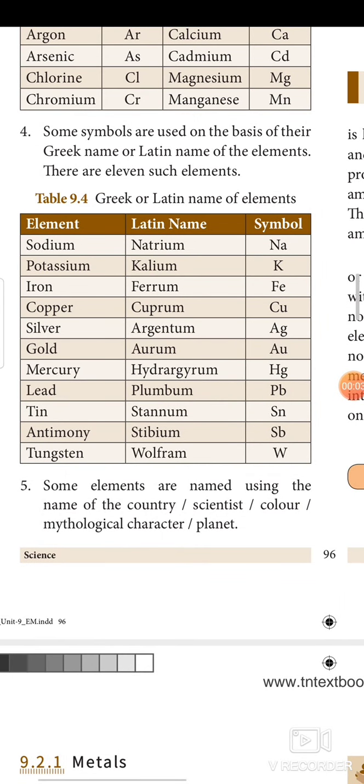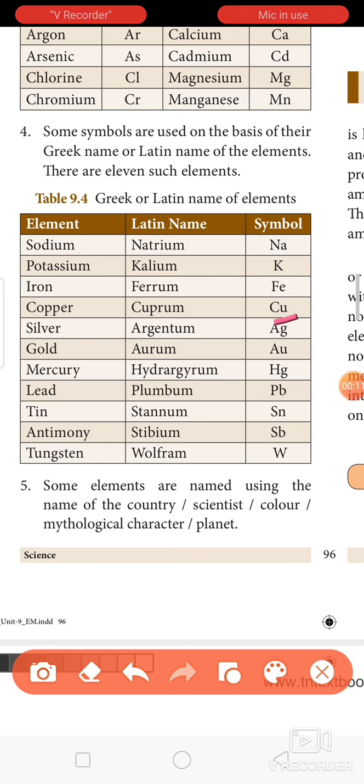Ferrium, Fe, and copper, cuprum, Cu. Its Latin name is cuprum, so Cu. Silver, argentum, so Ag. Gold, aurum, Au. Mercury, hydrargyrum, so Hg. Lead, plumbum, so Pb. Tin, stannum, Sn. Antimony, stibium, Sb. Tungsten, wolfram, so W. So Greek and Latin names are given for the element symbols.